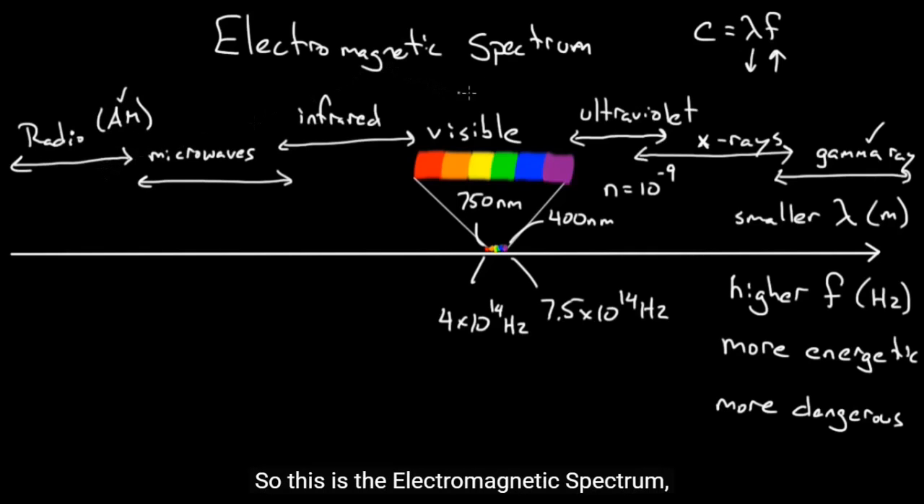So this is the electromagnetic spectrum. The visible range is a small region of it. We can't see anything outside of that, but these are extremely useful in a lot of different cases and dangerous, so you need to know about the electromagnetic spectrum.